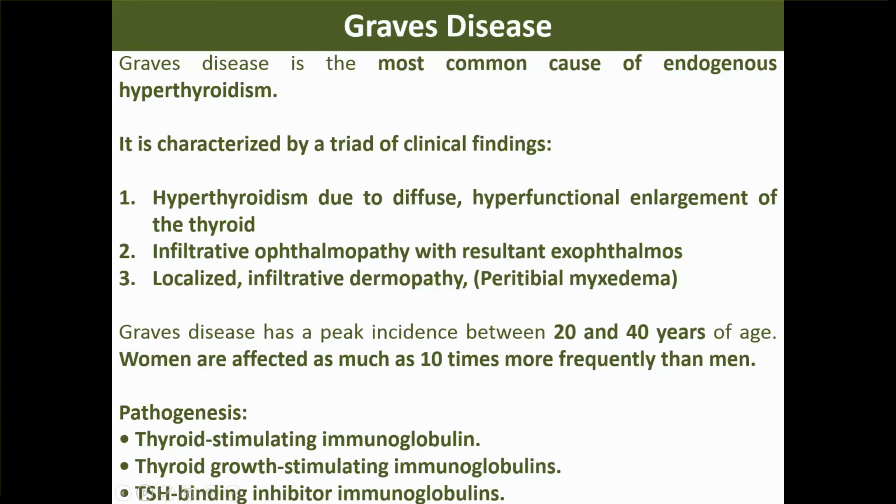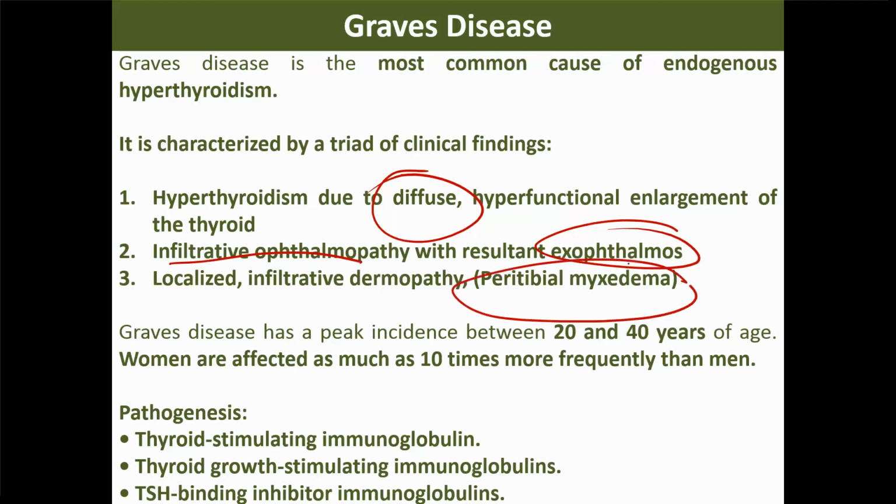Now coming to the hyperthyroid disease, a special disease called Graves disease, because it produces three characteristic clinical findings: diffuse swelling of the thyroid gland, and exophthalmos, which is otherwise called infiltrative ophthalmopathy, and they produce pretibial myxedema, infiltrative dermopathy. And as usual, like other autoimmune diseases, it is very common in 20 to 40 years of age, especially in females.